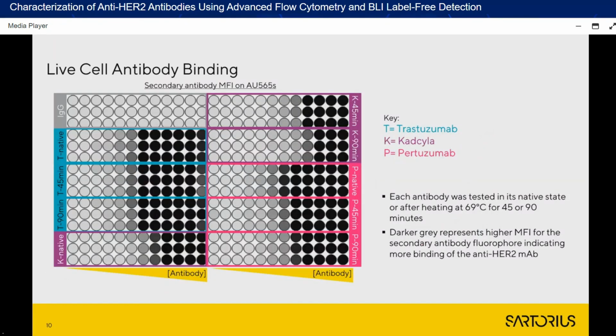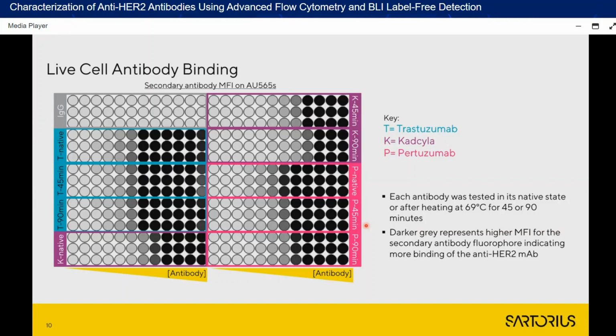And this is the kind of data that was generated. So this is a 384-well heat map pulled from the Foresight software. And so here we had 12 different concentrations per antibody with 3 replicates at each concentration. And you can see we had the IgG control, then we had our trastuzumab, our Kadcyla and pertuzumab.